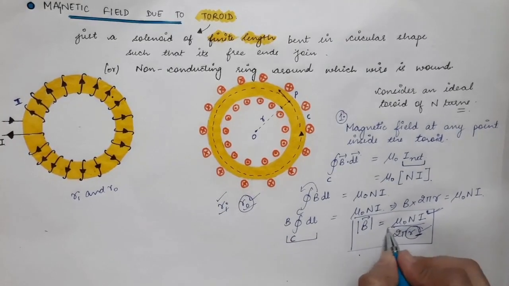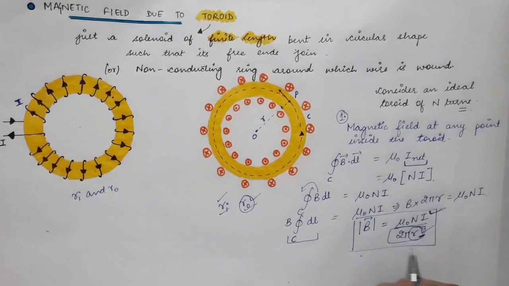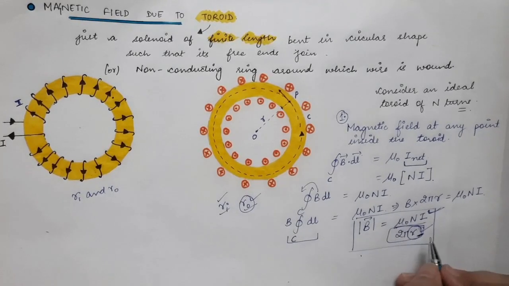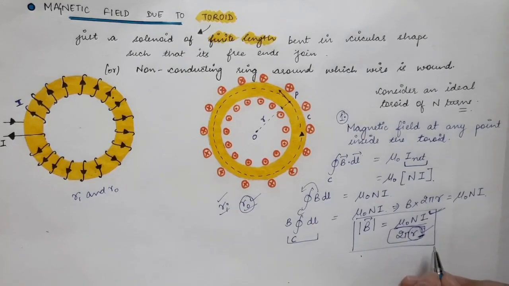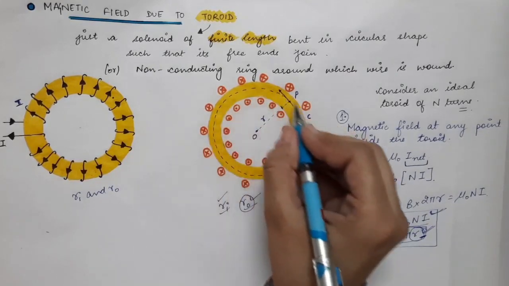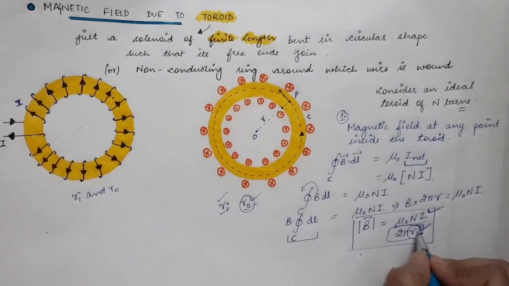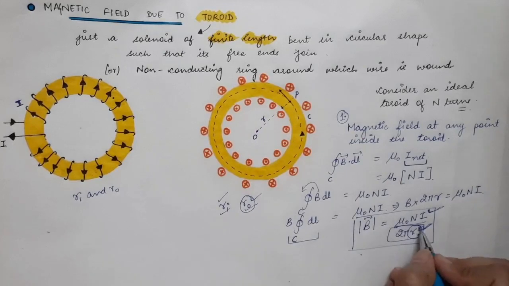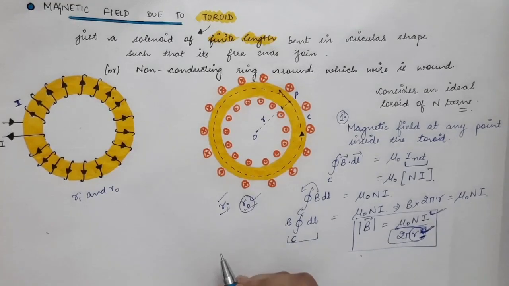Then what will be this 2 pi r? If r is the average radius, in that case this 2 pi r will be the mean length of the toroid. So 2 pi r is the length of the toroid. If r is the mean radius, in that case 2 pi r will be the mean length of the toroid.